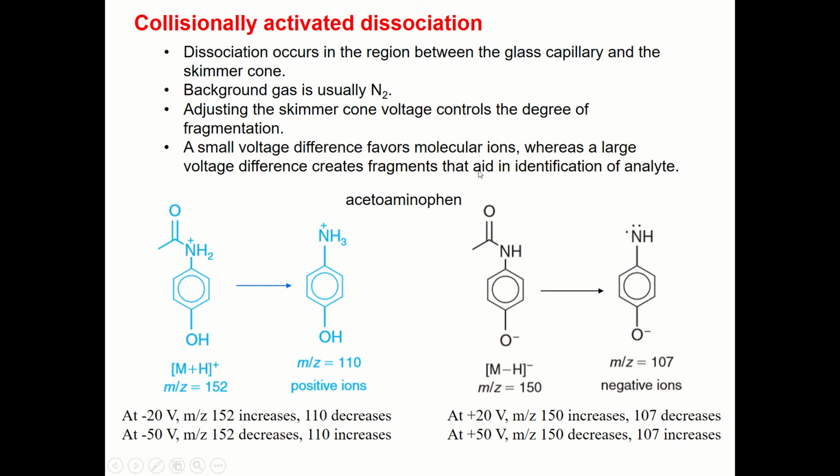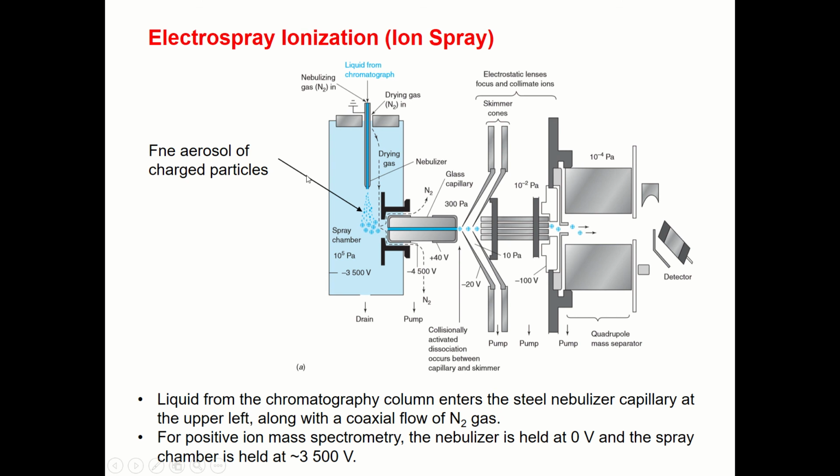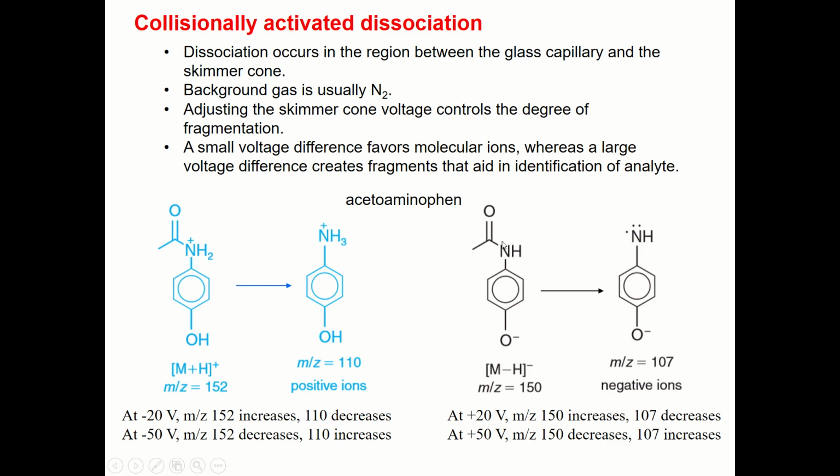So here the skimmer voltage is this one. This is the skimmer. In this figure, a skimmer voltage of minus 20 volts is applied. By controlling this skimmer voltage, you can create fragmentation or not. With a small voltage difference, usually molecular ions are formed, whereas a large voltage difference creates fragments that aid in identification of the analyte. So fragmentation is not always bad, right? With the fragmentation pattern, we can infer the molecular structure.